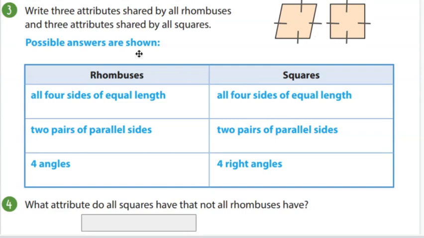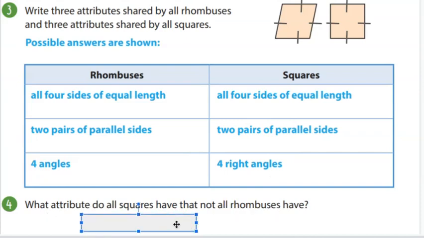So in order to be a rhombus, it really just needs to be a 4-sided figure with 4 angles, has 2 sets of parallel sides, and all the sides have to be equal. A square is a more specific subcategory of a rhombus because the angles have to be right angles. That's really important. So, again, what attributes do all squares have that not all rhombuses have?